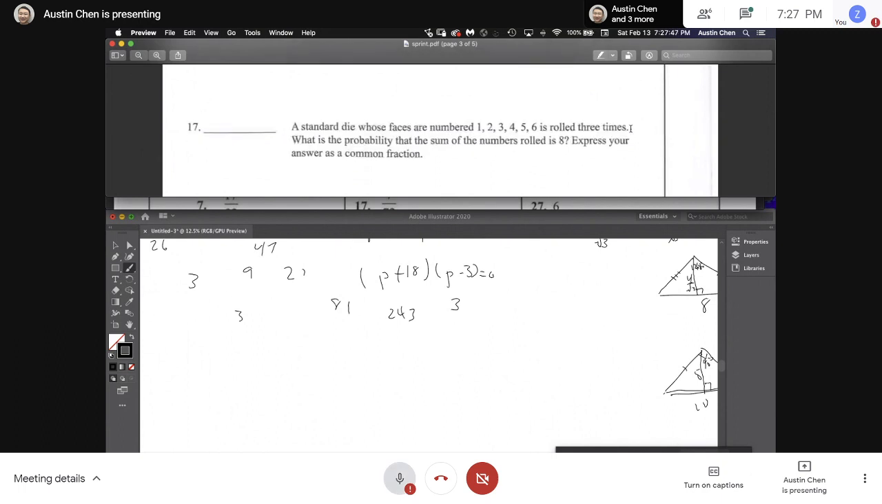A standard die whose faces are numbered 1, 2, 3, 4, 5, 6 is rolled 3 times. What is the probability that the sum of the numbers rolled is 8? Express your answer as a common fraction.